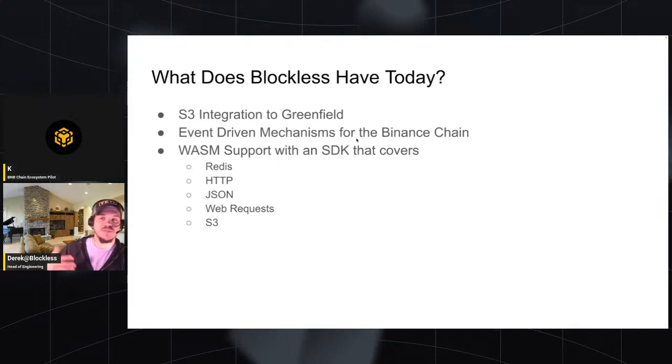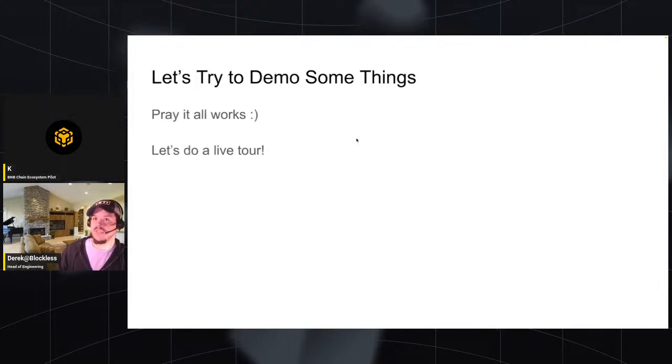And then the WASM support that we already have built into the SDK is fairly robust, even though this is a very small list of what we have that you can use right now. But Redis, HTTP modules, JSON modules, you can interact with web requests, especially with the event-driven mechanisms that we have. We have the S3 integration, and there's a whole bunch more under the hood that you can see inside the docs as well. So, we're going to take a few minutes now.